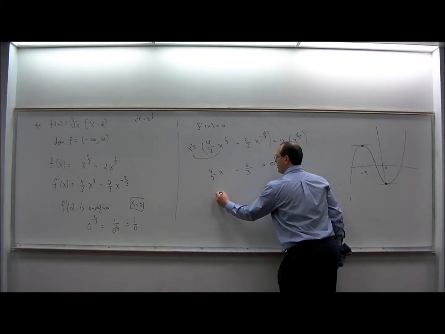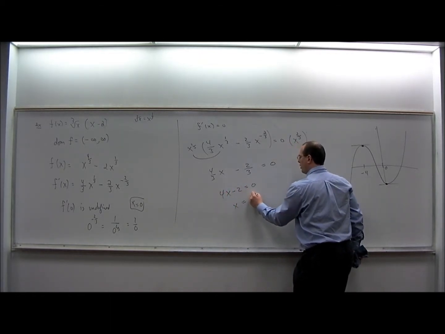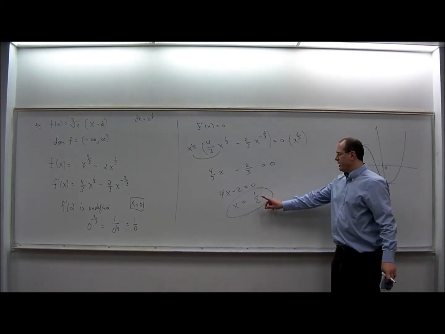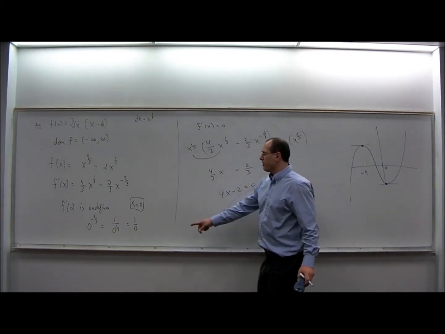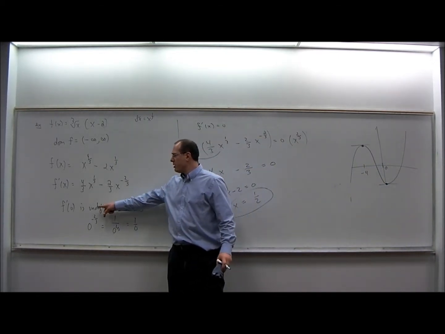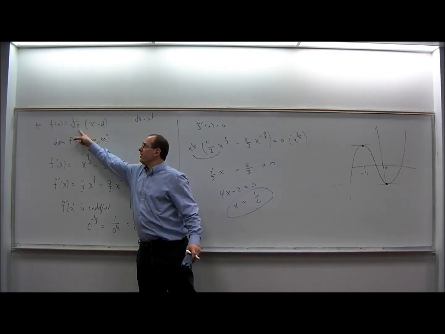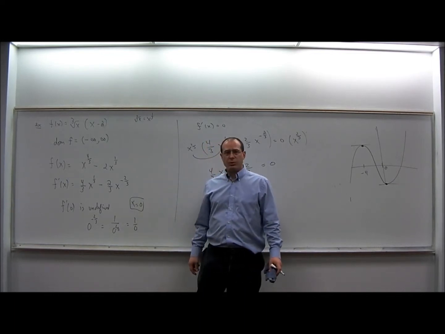So multiplying by 3, we see 4x minus 2 is equal to 0. x is 2 over 4, which is a half. So there's a critical number where we have a horizontal tangent line at x equals a half. And at the other critical number, x equals 0, where f prime was undefined, if you were to make the graph of this function, it has a vertical tangent line when x is equal to 0.